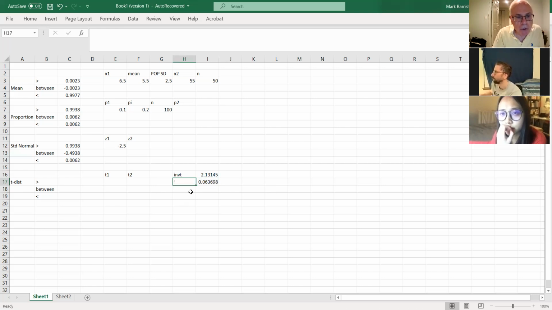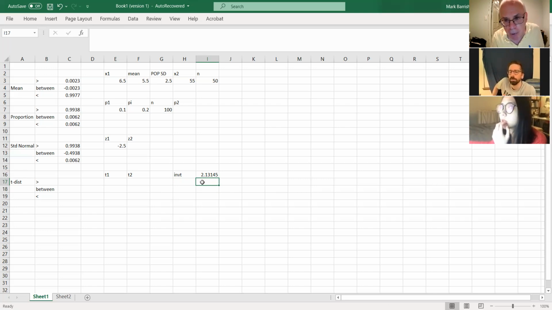Just use the good old inverse T and know that the area that we want is the area to the left, and it's 1 minus the area to the right, if you want to write it that way. All right. It's up to you. That way you don't make a mistake.